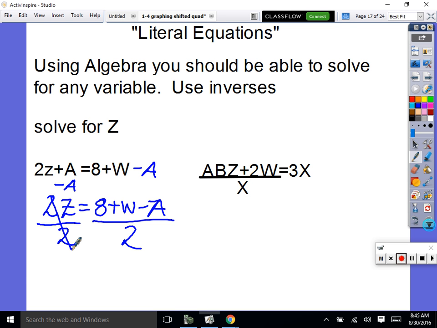Okay, next one. A little bit harder. It says solve for Z. We're trying to solve for Z. Look, Z, I'm going to highlight it. We've got to do this in the correct order. So first of all, isn't this all divided by X? What undoes division?